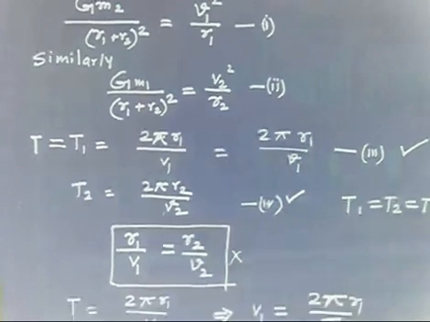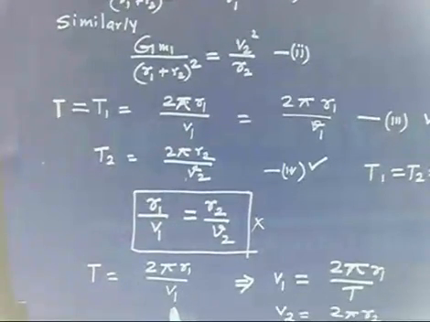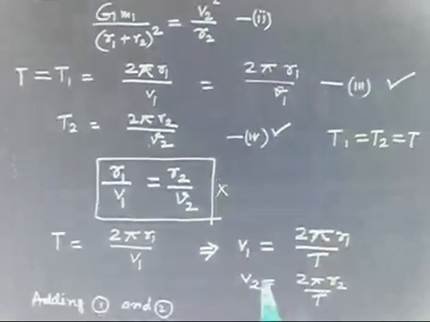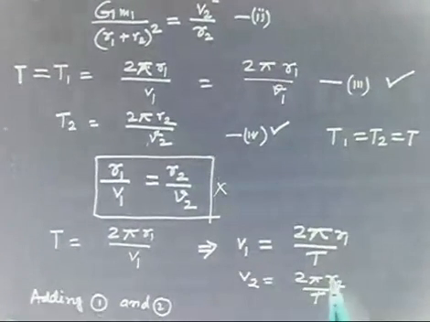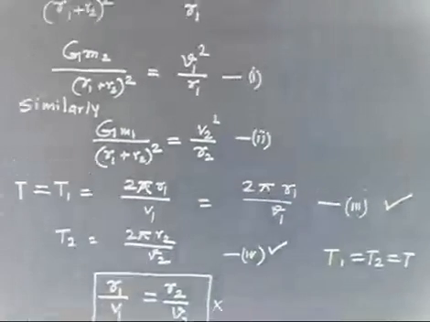So let us come to the point. T is 2 pi r1 by v1, and v1 I can write as 2 pi r1 by T. Similarly, I can write v2 is equal to 2 pi r2 by T. So v1 is 2 pi r1 by T, v2 is 2 pi r2 by T. So let us copy this one if you have not copied.